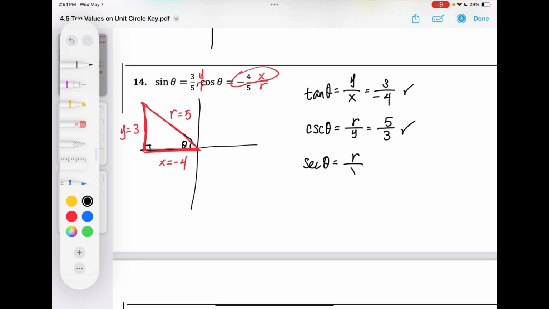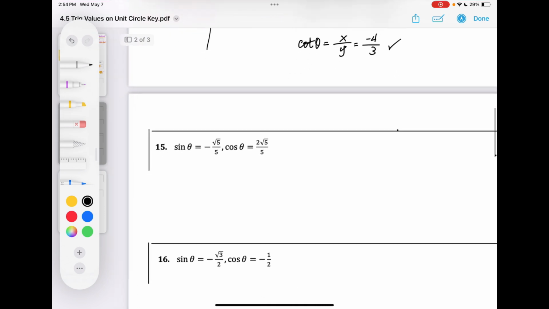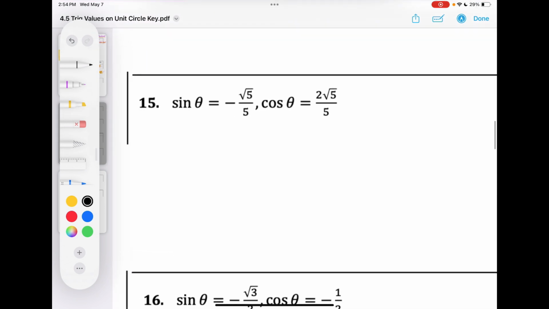Believe in yourself. What you see is what you got. And what is my secant? By the formula, that is equal to r over x. So you got 5 over -4. Believe in yourself. You are correct. The very last one will be cotangent. Cotangent, flip that, will be x over y. You got -4 over 3. And that's it. What you see is what you got.